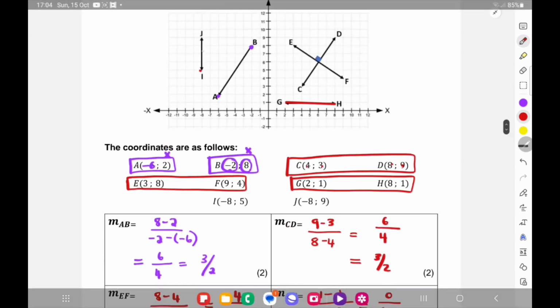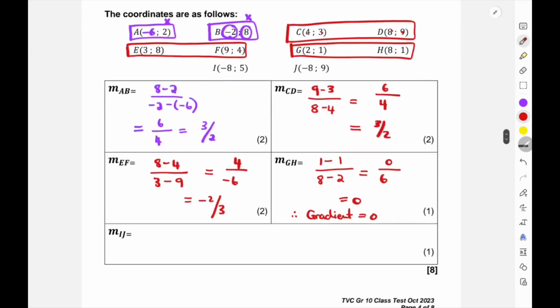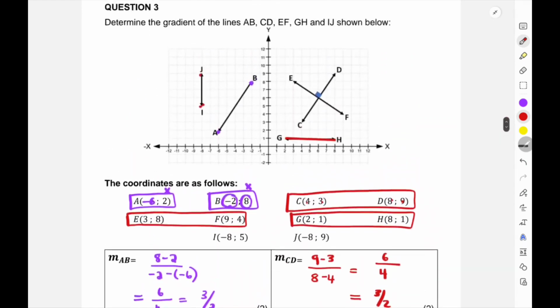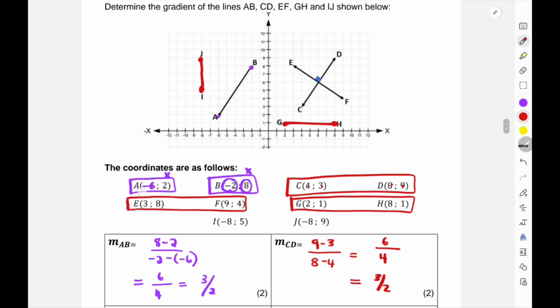And then number IJ, I want to show you the maths behind it. IJ is going to be 9 minus 5 over negative 8 minus negative 8. When you do that, 9 minus 5 is 4, and negative 8 plus 8 gives you 0. Whenever you've got a 0 underneath, the gradient is undefined. So if a line goes up vertically like that, the gradient is undefined. When it goes horizontally like that, the gradient is 0.